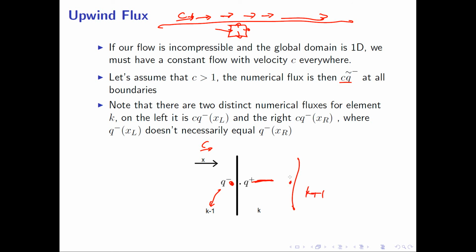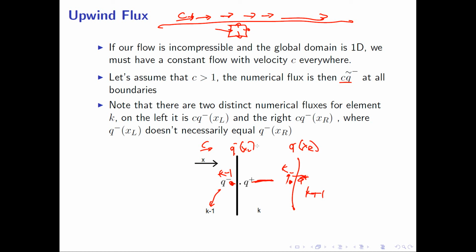Well, in this case, this is still Q, this is Q minus here, and this is Q plus. Here our flux will also be C Q minus, but now it's this Q minus, not this Q minus. This is the Q minus associated with K, whereas this is the Q minus associated with K minus 1. So we'll see then for this element here, K, we have two fluxes across the boundaries. They're both C Q minus, but in this particular case, it's Q minus at XL, and over here we have Q minus at XR.